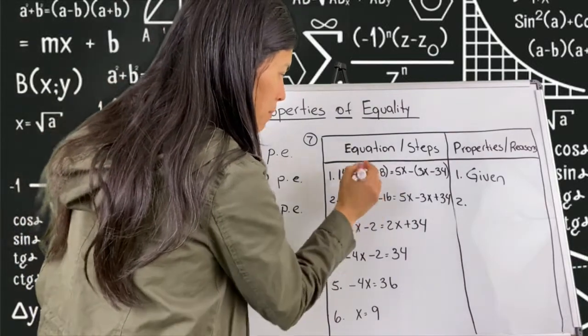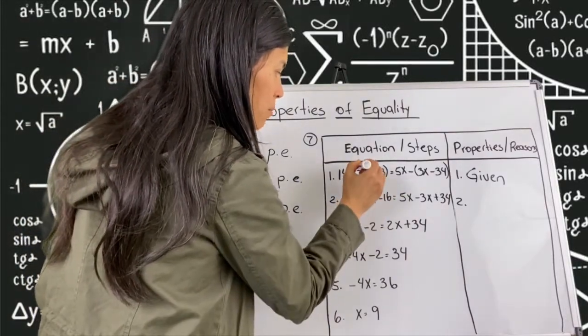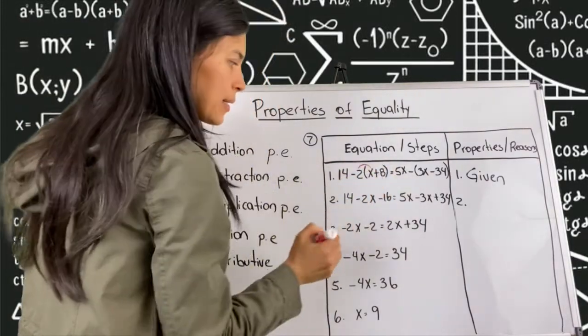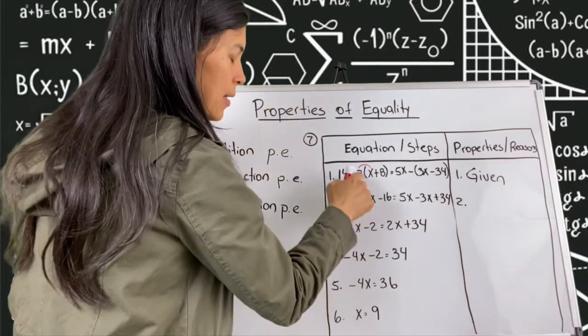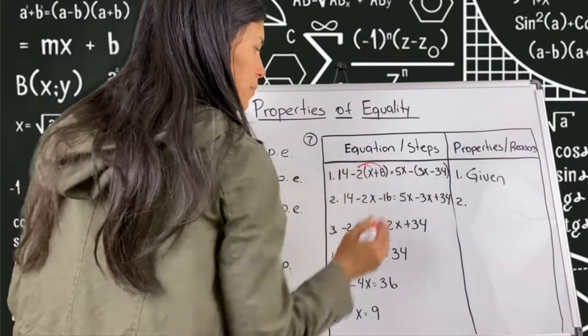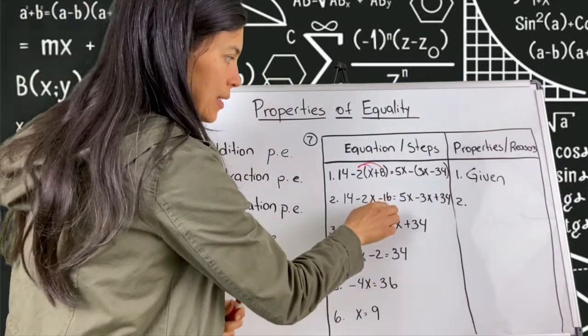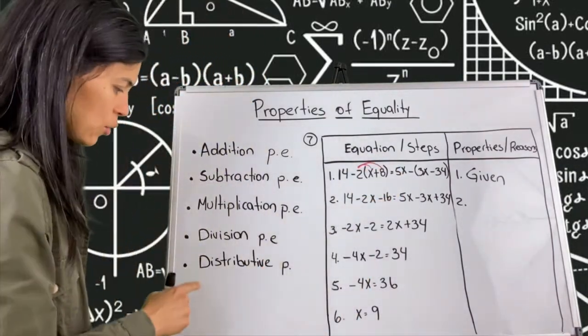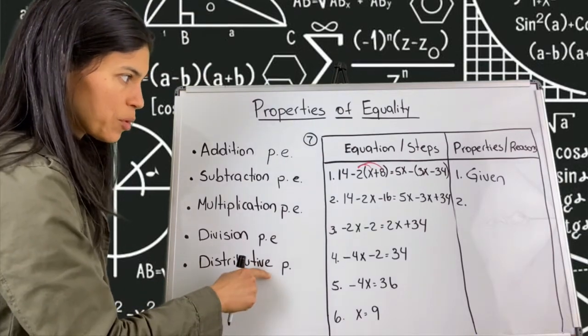So they must have multiplied the 2 times x, which is 2x, and then they multiplied the negative 2 times 8. That's why they got the 16 there. It means that they used the distributive property.